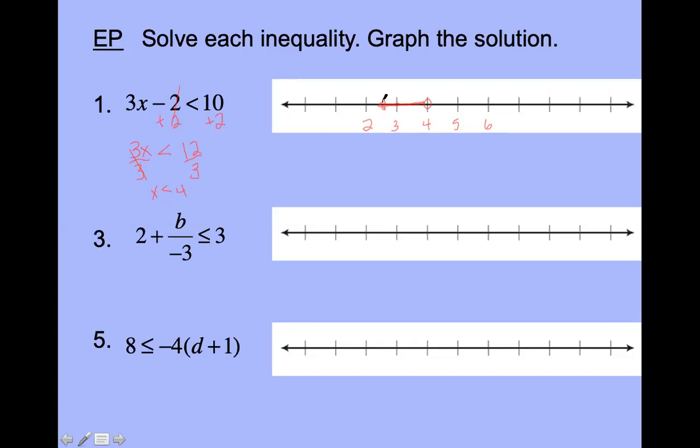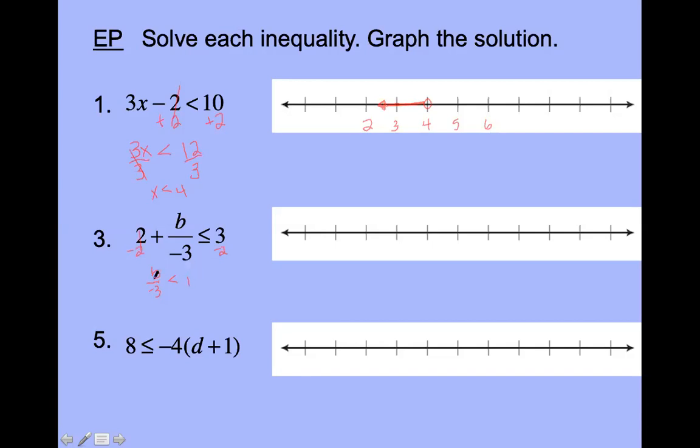All right, let's look at extra practice problem number 3. This time we have some addition and some division. So I first take care of the addition part. So I undo addition by subtracting 2 from both sides. That's going to leave me with b divided by negative 3 is less than 3 minus 2, which is 1.